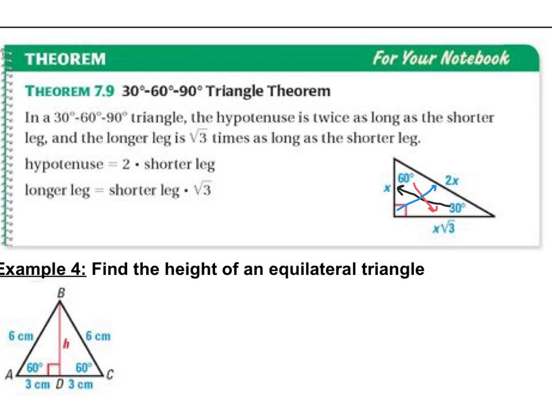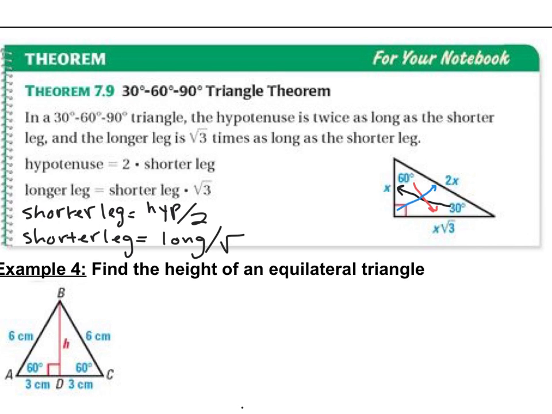If we ever need to find the shorter leg, there are two formulas for the shorter leg. It depends on what they give you. If they give you the hypotenuse, it'll be the hypotenuse divided by 2. Or, let's say they don't give us the hypotenuse. Let's say they give us the longer leg. The shorter leg would be equal to the longer leg divided by radical 3. So it's all in what information they give you as to how you can apply it. Okay? All right, so let's take a look.